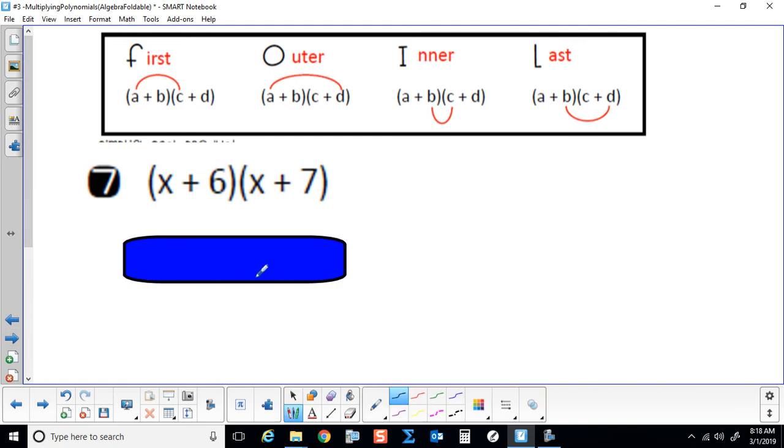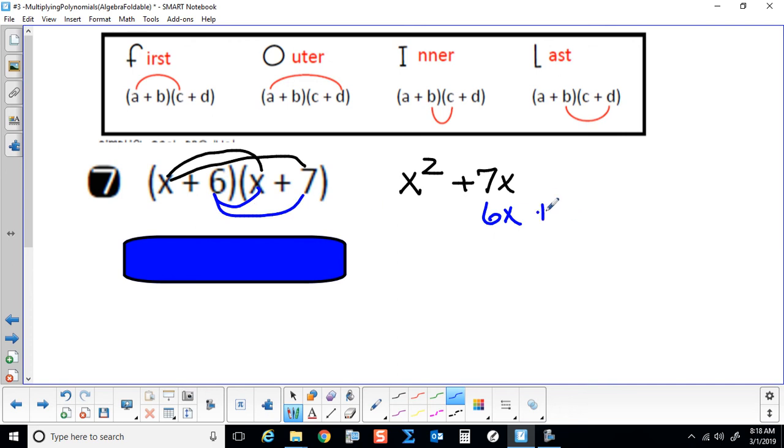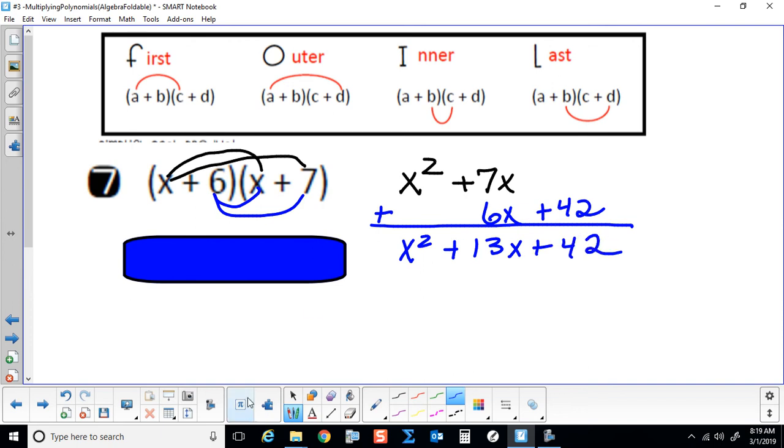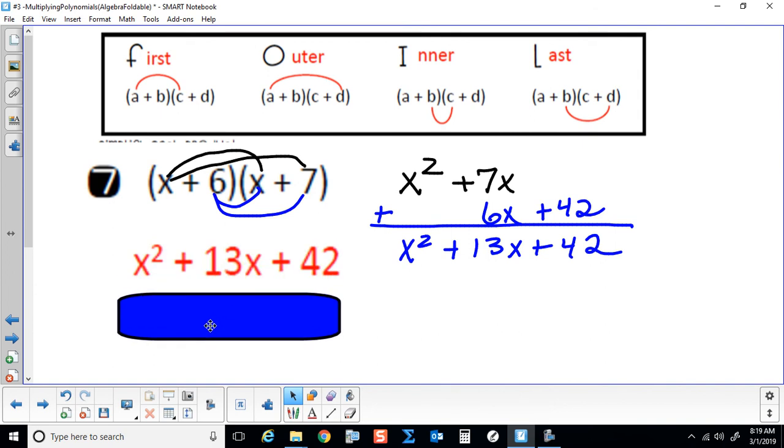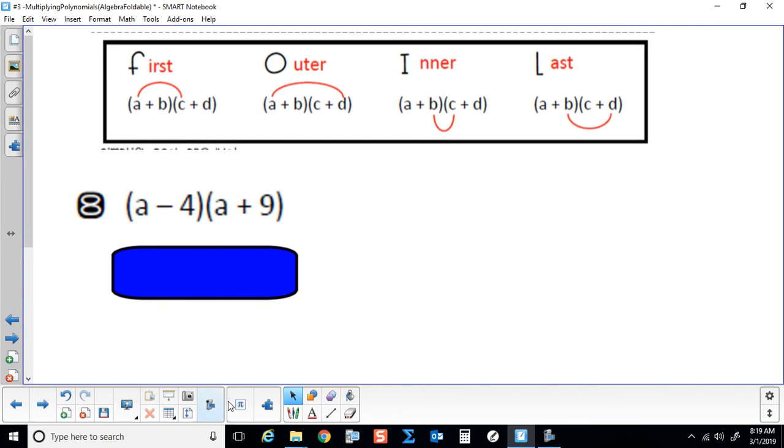So let's try number 7 together. We're going to multiply the first terms. X times X is X squared. Then the outer. X times 7 is 7X. Then the inner. 6 times X is 6X. And 6 times 7 is 42. And we combine like terms. X squared plus 13X plus 42. First, outer, inner, last. Try number 8.